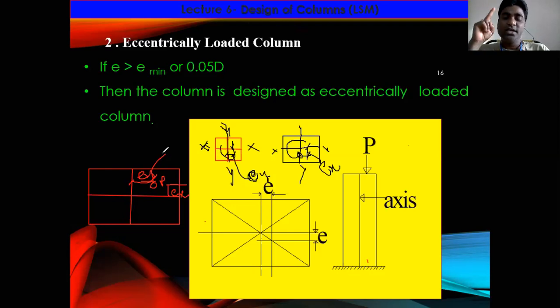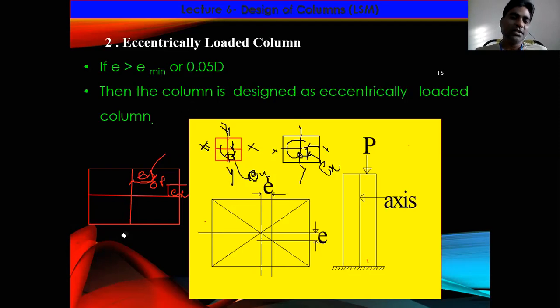Therefore, here you will get both the moments. That means bending moment along the x-axis and bending moment along the y-axis, that is Mx and My. So while designing, you need to take care of these bending moments also, right? If it is a uniaxially loaded column, only one applies. So this is very important.